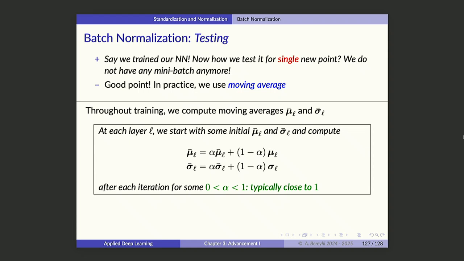This choice of alpha is obviously somewhere between 0 and 1 because it's a moving average. But you can guess that we put it close to 1 because we want to rely more on the previous average rather than a new sample. No, you don't need to do that because these things are all happening entry-wise. Every entry has its own mean and variance, so you don't really need to care about the dimension there, no.